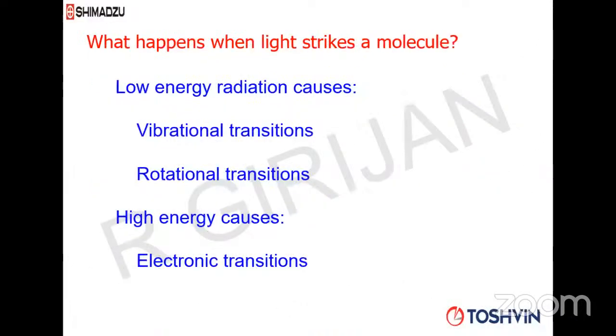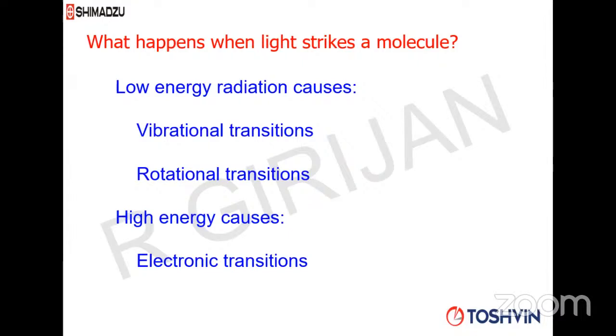Now, what happens when light strikes a molecule? This is all what we are going to study using a specific spectroscopic technique. When light, meaning any form of energy, is coming and hitting a molecule, our sample molecule, what actually happens? There are two types of possibilities. Maybe the incoming light has very low energy, or the incoming light has high energy. Either it is a low energy radiation that is coming and falling on the molecule, or it is a high energy radiation. In either case, the changes are going to be different. Changes are not going to be the same.